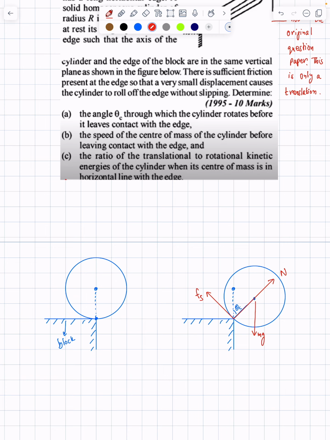And what is the purpose of static friction? Static friction ensures that the cylinder is rolling without any slipping. Basically, this static friction will also provide a torque to the cylinder, and it will help the cylinder gain angular velocity as it rotates along this edge of this block. So let's solve the equations in this configuration.